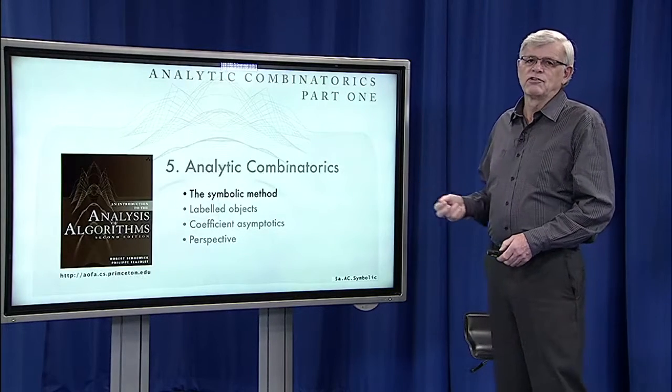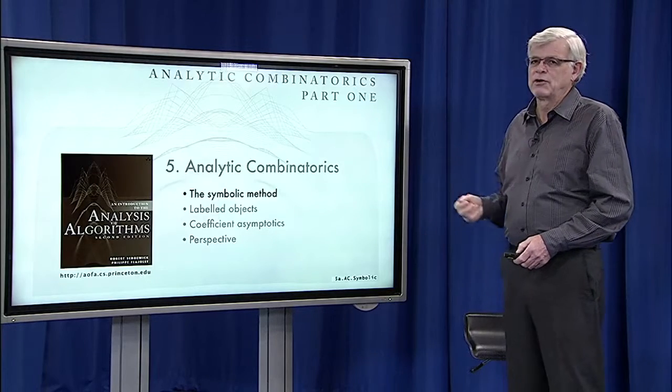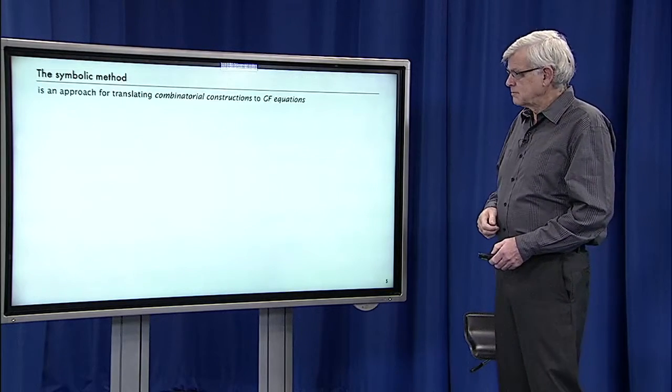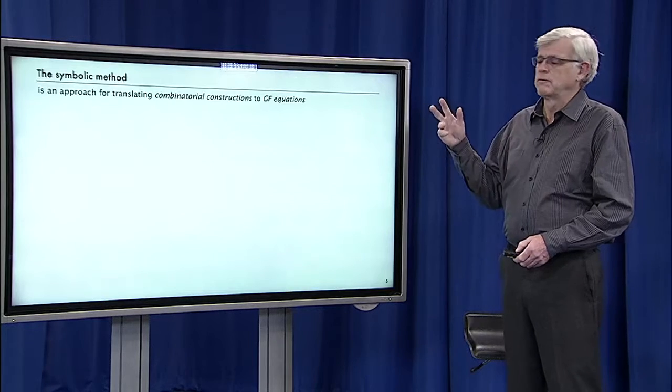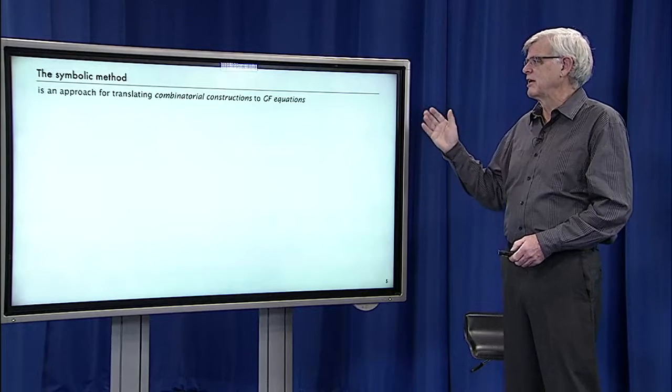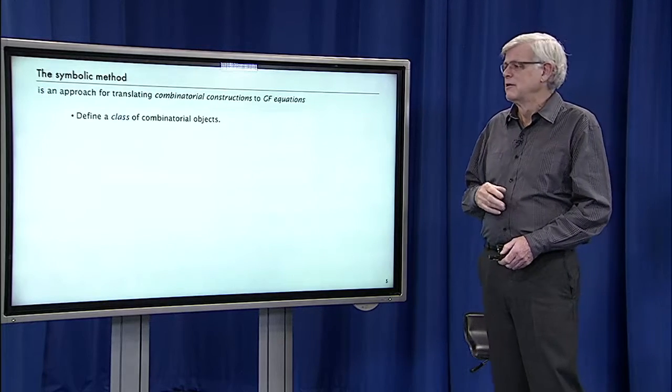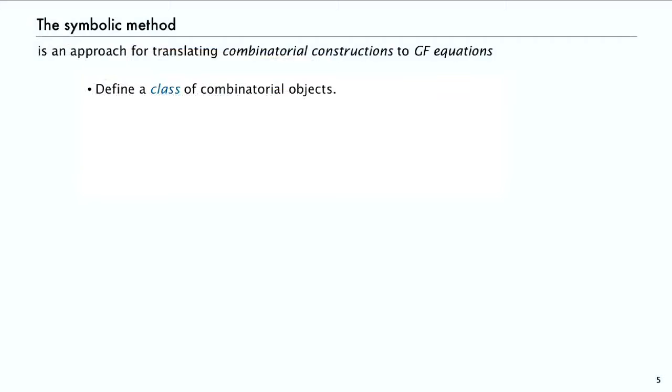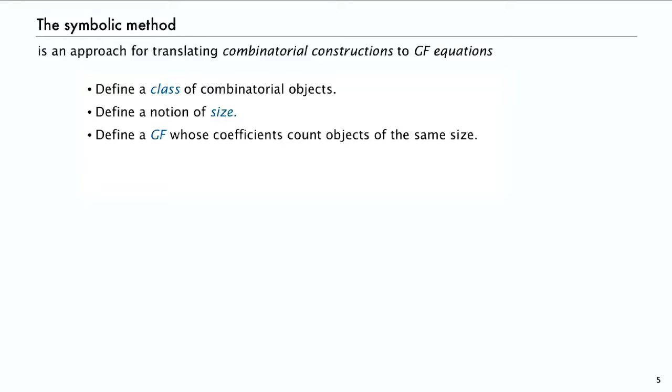So the beginning point is the symbolic method. So we'll start by talking about the symbolic method. Now, it's an approach for, number one, defining combinatorial constructions, but mainly for translating them to generating function equations. And the way that we do that is define a class of combinatorial objects, define some notion of what the size of an object is, then define a generating function whose coefficients count objects of the same size. That's what we've been doing in generating function counting in several examples already.